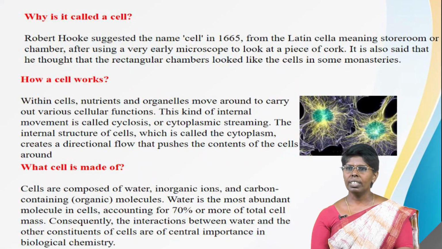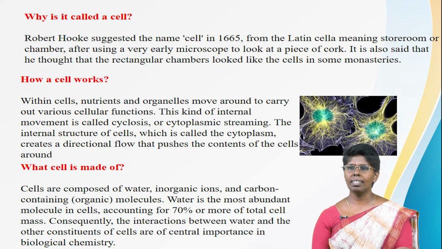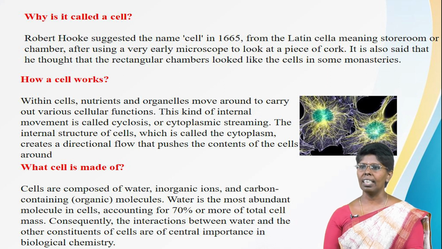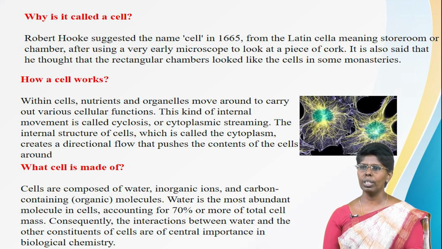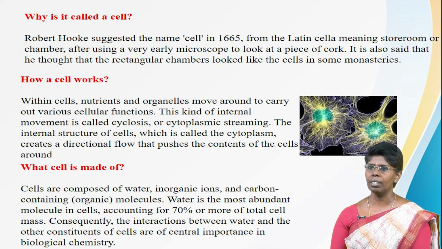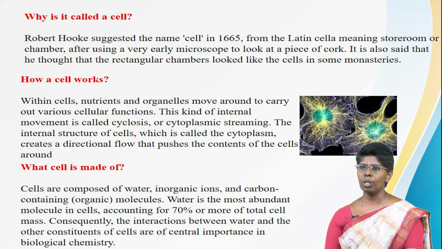Next slide. Now we will see why it is called a cell. The name was given by Robert Hooke, who suggested the name cell in 1665. In Latin it is called cella, meaning storeroom or chamber. Using a very early microscope to look at a piece of cork, Robert Hooke initially observed cells from the cork. It is also said that he thought the rectangular chambers looked like the cells in monasteries.